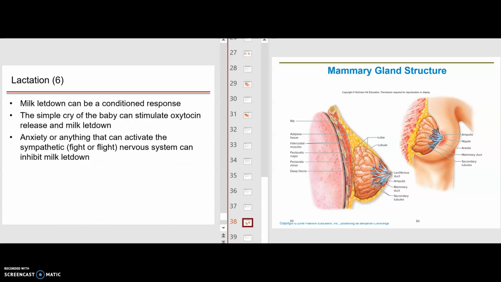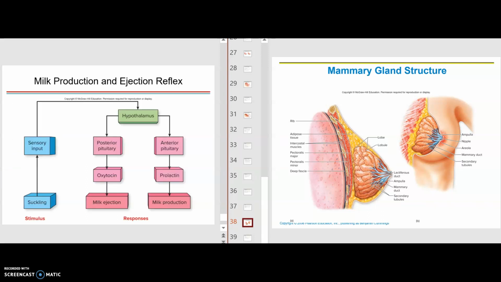Okay, let's go a little further. Milk letdown can be controlled by conditioned responses, the simple cry of the baby. So in other words, there are other inputs into this action in the brain area, so the simple cry of the baby can cause a letdown. Anxiety can activate the sympathetic nervous system and inhibit it. So the sympathetic nervous system, fight or flight, inhibits this letdown. All right. Here's some things you can look at there.